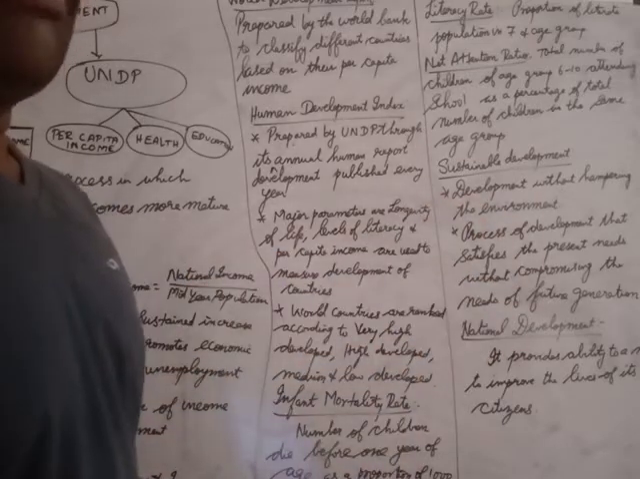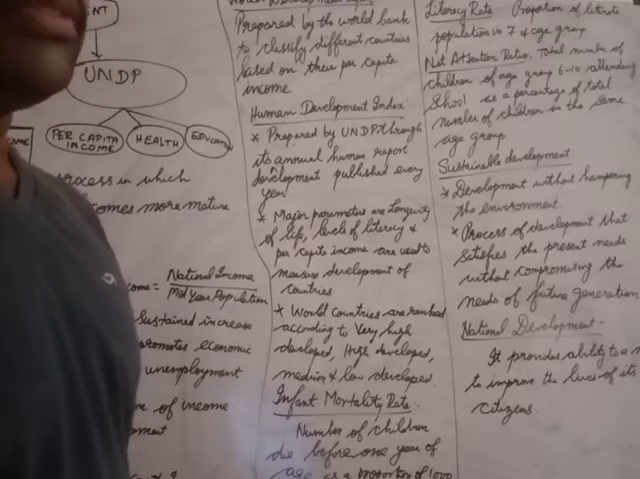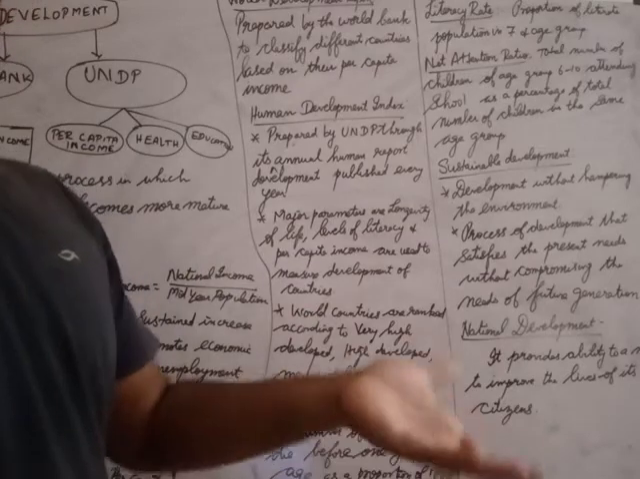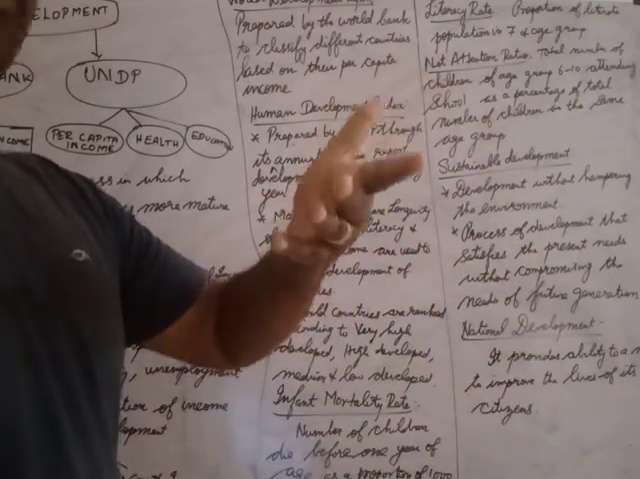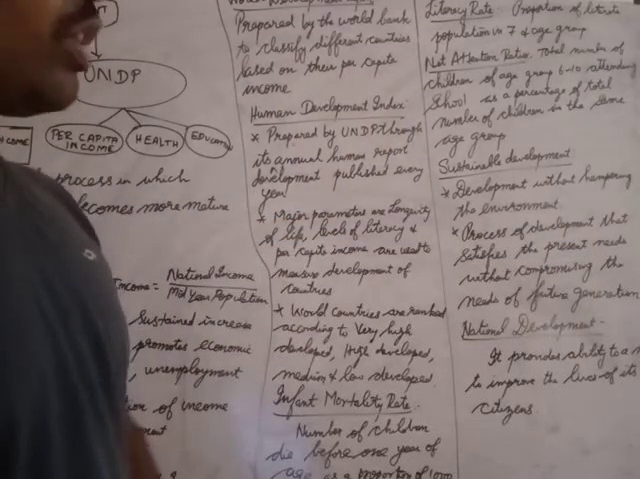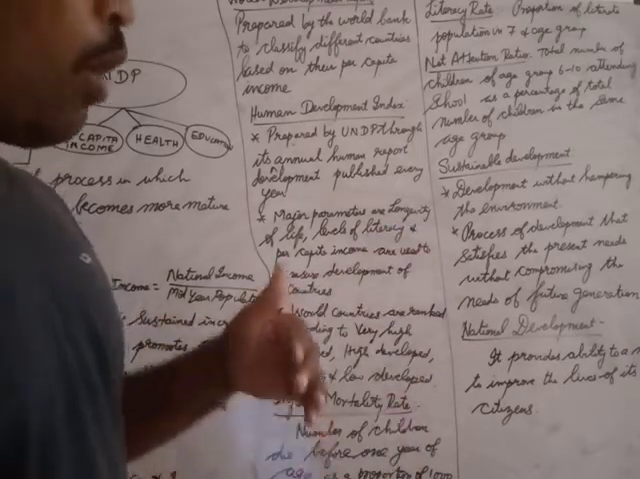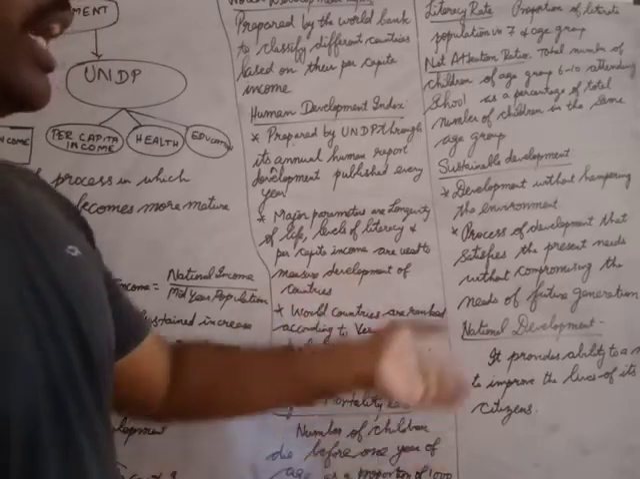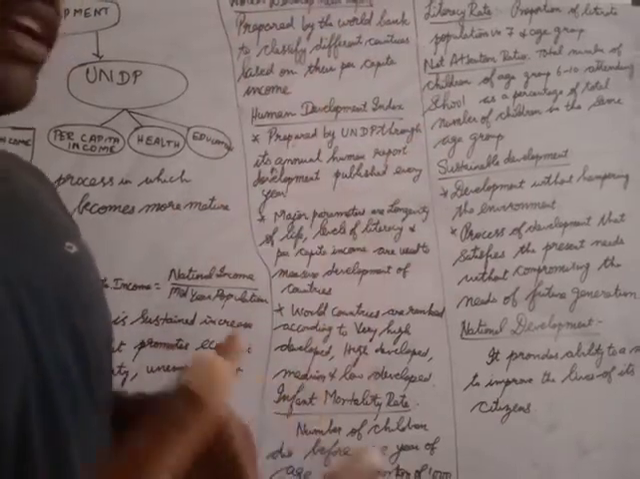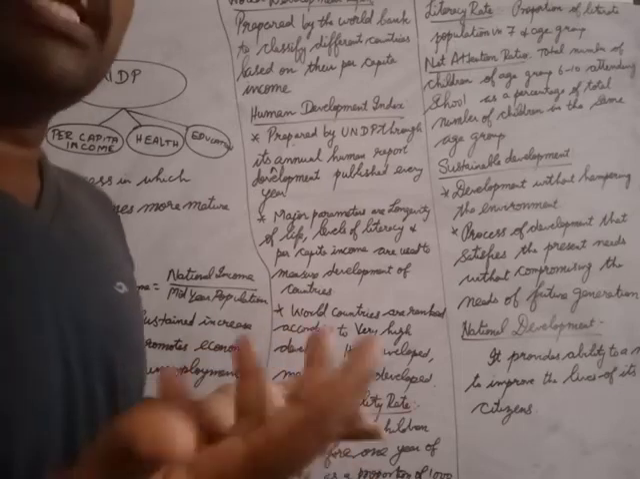Sustainable development. What do you mean by sustainable development? Development without hampering the environment. That is, how the environment is developed without being hampered. It is the process of development that satisfies the present needs without compromising the needs of future generations. When the development is being processed, we need to satisfy the present needs, whatever we are earning.